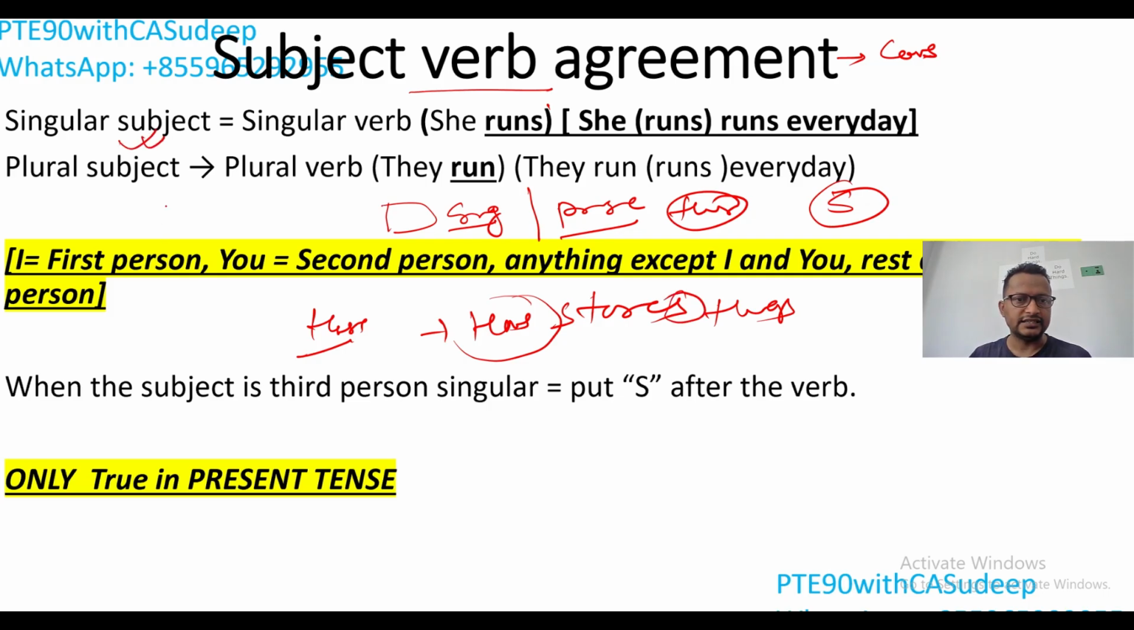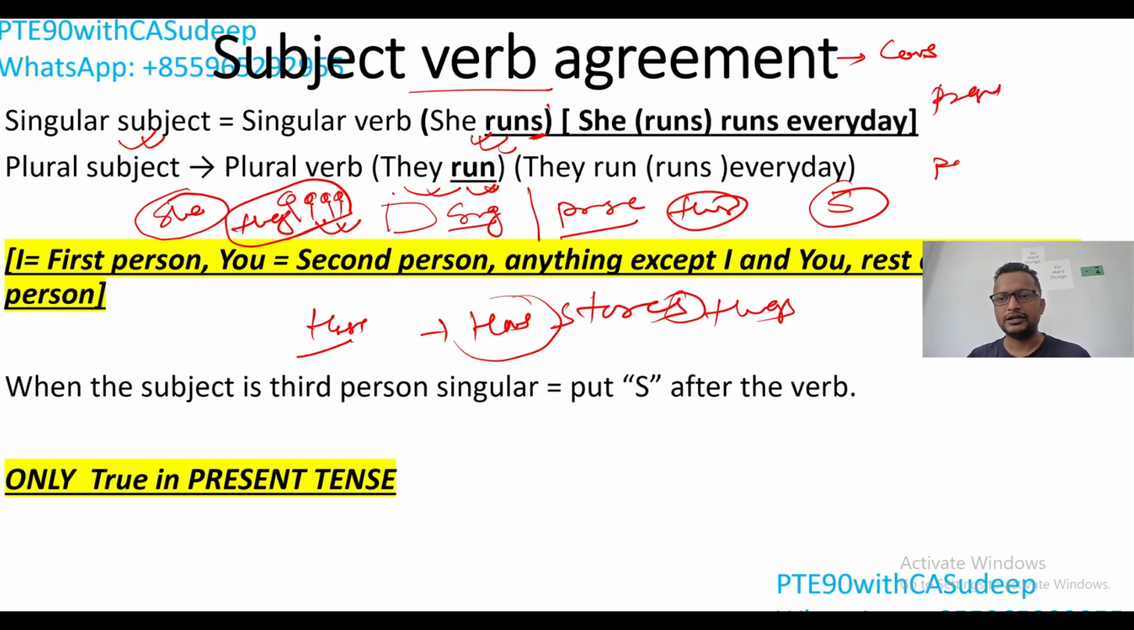For example, she is third person singular, meaning only one girl. Now, she runs. See, she runs. And then they: you are talking about more than one girl, maybe two girls, or three girls, or four girls, whatever the number. They means more than one, so this is plural. Now if you want to say something in the present tense, she runs, they run. This is true only in the present tense, not in the past tense. Run became ran, right? Run also became ran in the past tense.